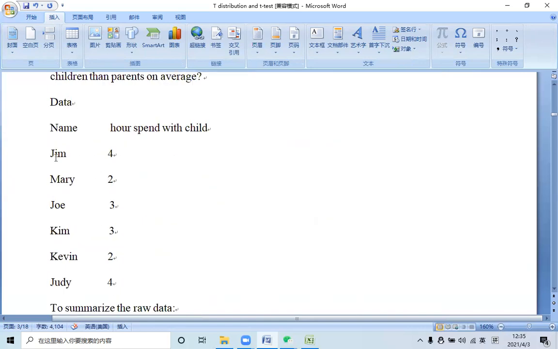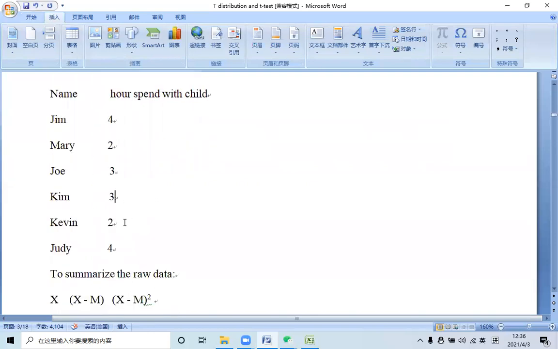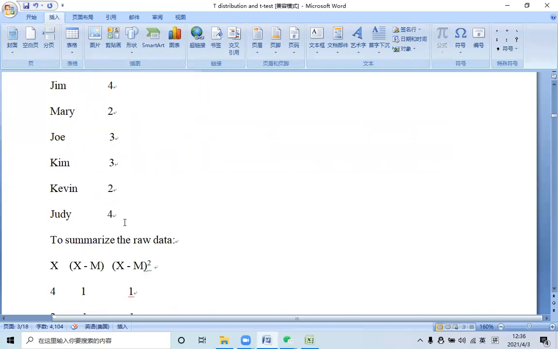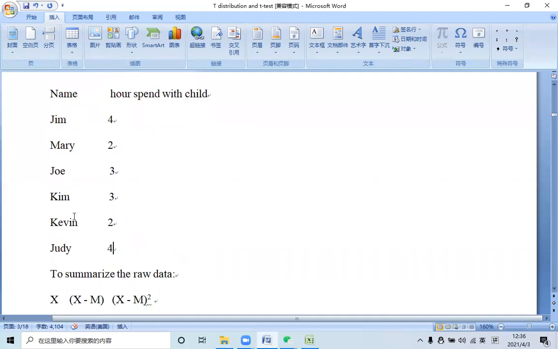Here's the data. These are the 6 people you interviewed: Jim, Mary, Joe, Kim, Kevin, Judy. These 6 people are single parents. And you ask each of them, how many hours per day do you spend with your kids? Jim will say 4 hours. Mary, 2 hours. Joe, 3 hours. Kim, 3 hours. Kevin, 2 hours. And then Judy says 3 hours. These are the raw data.